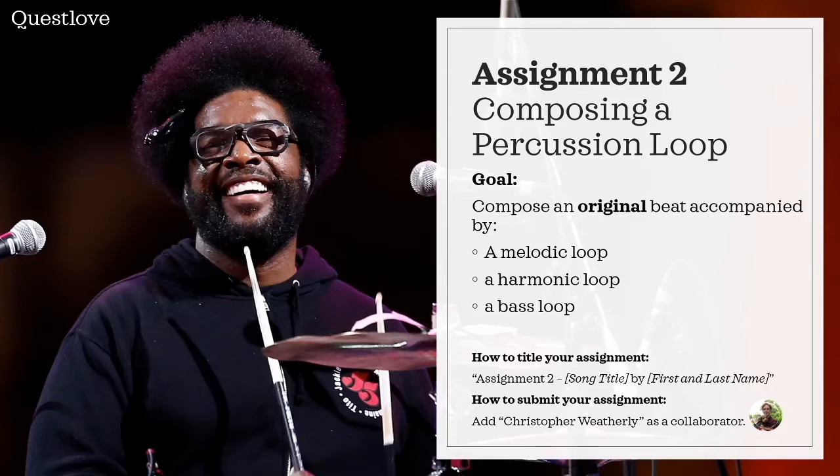Assignment 2, composing a percussion loop. Your goal is to compose an original beat accompanied by a melodic loop, a harmonic loop, and a bass loop. Those are things we covered in assignment 1. Check the earlier part of this video to find that.